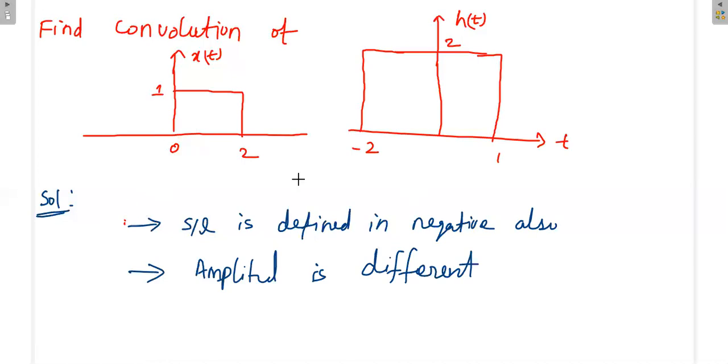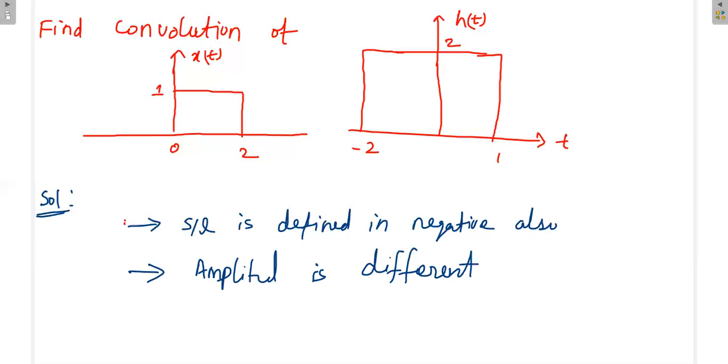But now we will take h of t for sliding purpose, and we'll fix x of t. Again, we can also reverse this, no problem, because the convolution operation is always commutative. But it is good to get some idea, so now we'll try to slide h of t by fixing x of t. Then what are all the difficulties that we face?